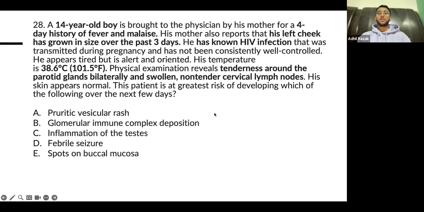So we have a 14-year-old boy now. He's brought to the physician by his mother for a history of fever and malaise. His left cheek has grown in size over the past 3 days. He has a known HIV infection. This patient is immunocompromised, transmitted during the pregnancy. He has a fever. He has parotid gland enlargement bilaterally and swollen non-tender cervical lymph nodes. His skin appears normal. The patient here is at the greatest risk for what?